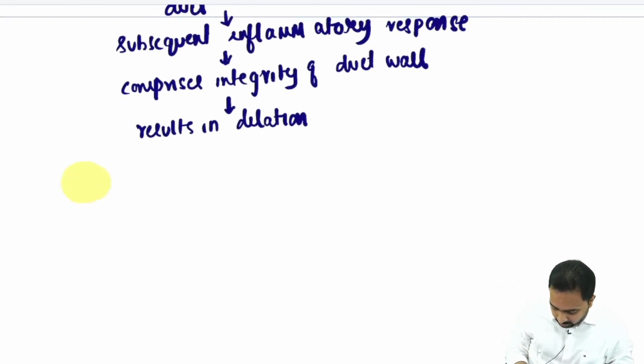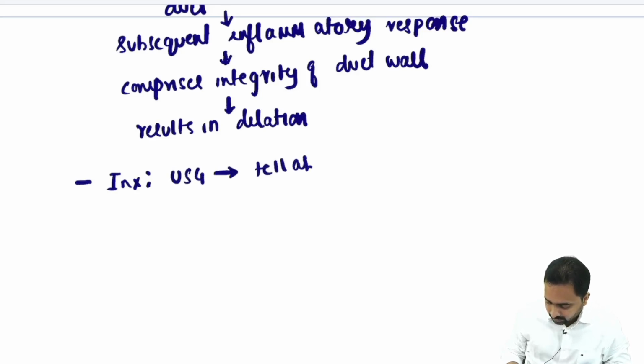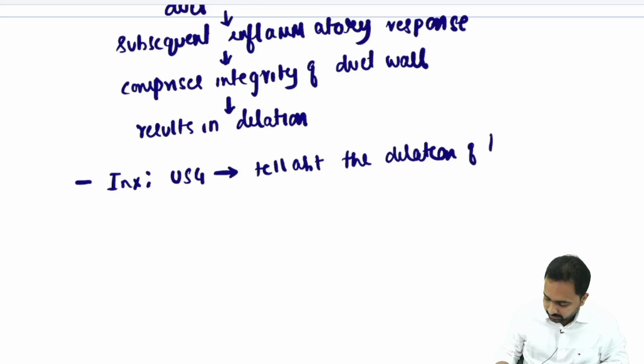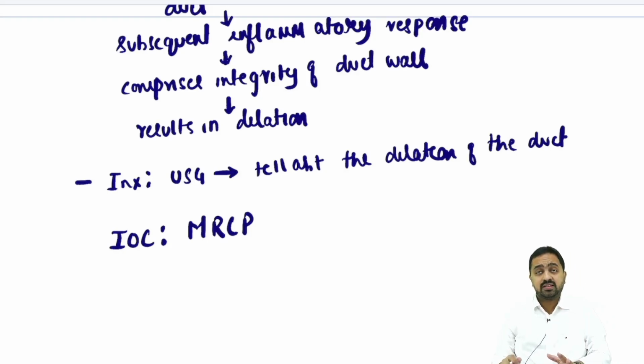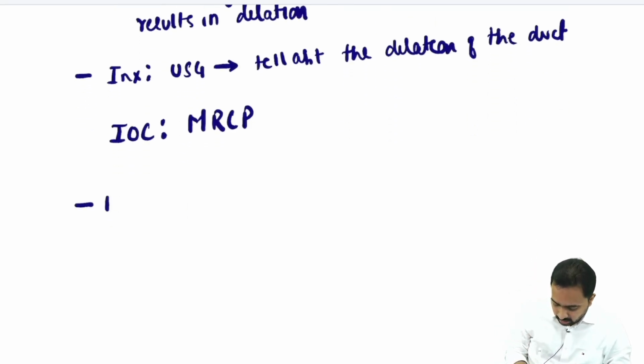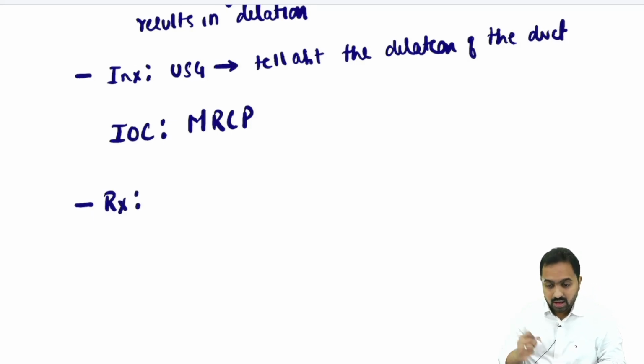Now, the investigation that we do over here is USG, which will tell about the dilation of the duct, but our investigation of choice is MRCP. There is no confusion regarding this, that MRCP is the diagnostic investigation of choice for choledochal cyst. Now, for our treatment part, how do we treat it?